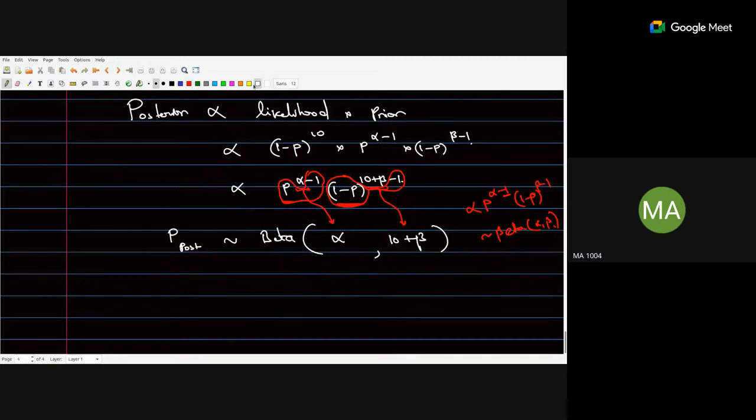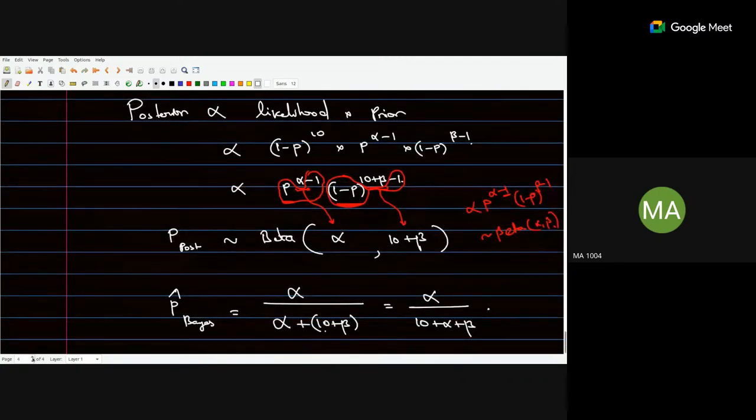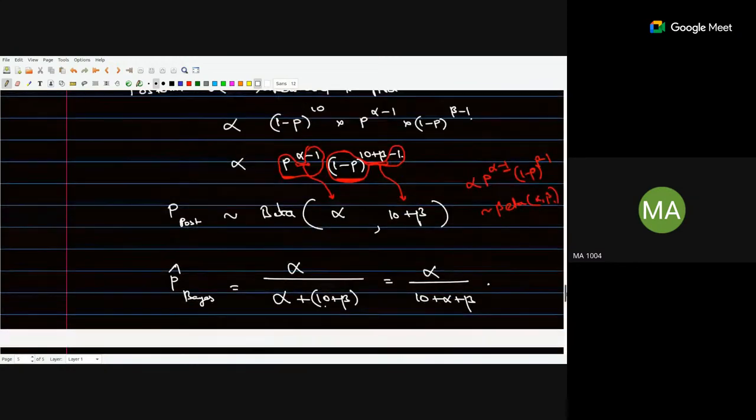From this, I can compute the posterior mean. What is the posterior mean? Alpha by alpha plus beta plus 10 plus beta. So this I'm going to get as alpha by 10 plus alpha plus beta. Okay, very good. So this I got, and this I already have with me. And next, so it's not sufficient, right? Still, I can't find alpha and beta because I don't know this. I just computed, but I don't know this. What to do now?